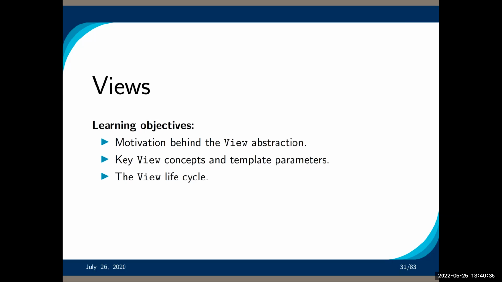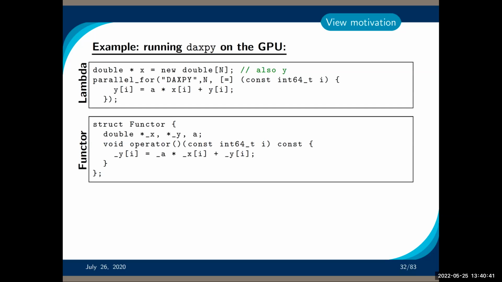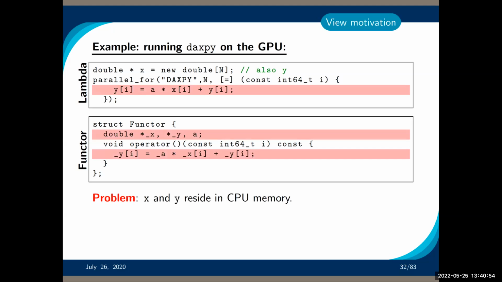Now, the next important part is a view. And the view abstraction is pretty simple, right? So you have an array of data, double star x equals new double, star y equals new double, and you want to perform this. The problem here is that because we call new, that memory is allocated on the host, not on the device. It may not be accessible from the device, depending on what the backend is.